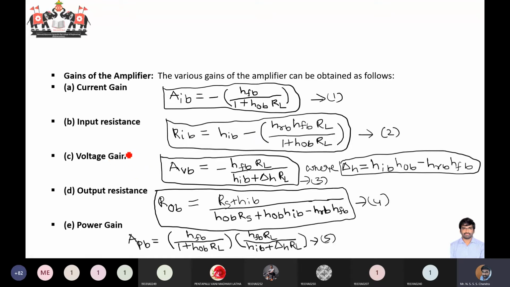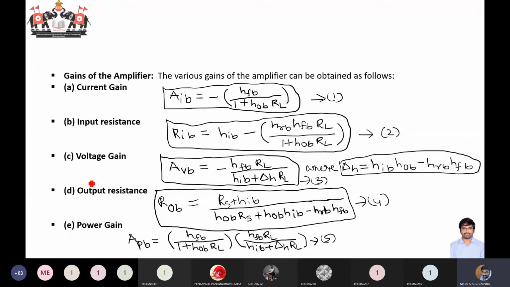And then output resistance. Output resistance is equal to RS plus HIB by HOB into RS plus HOB into HIB minus HRB into HFB. So from your examination point of view, they may ask you the derivation of these current gains. The derivations that we have done in the last class, the same thing you need to repeat. The only thing is that you need to replace the subscript. Instead of writing emitter, you will be writing it for a common base configuration. That's the only difference.